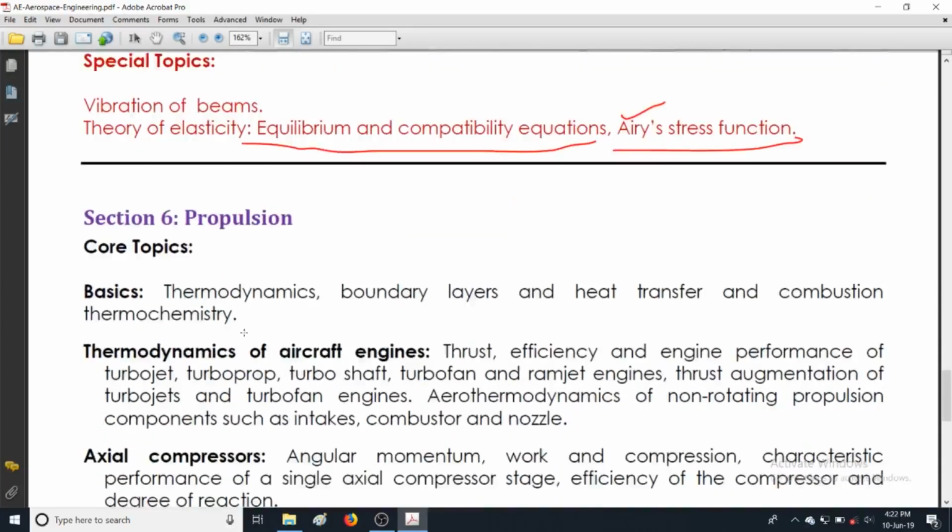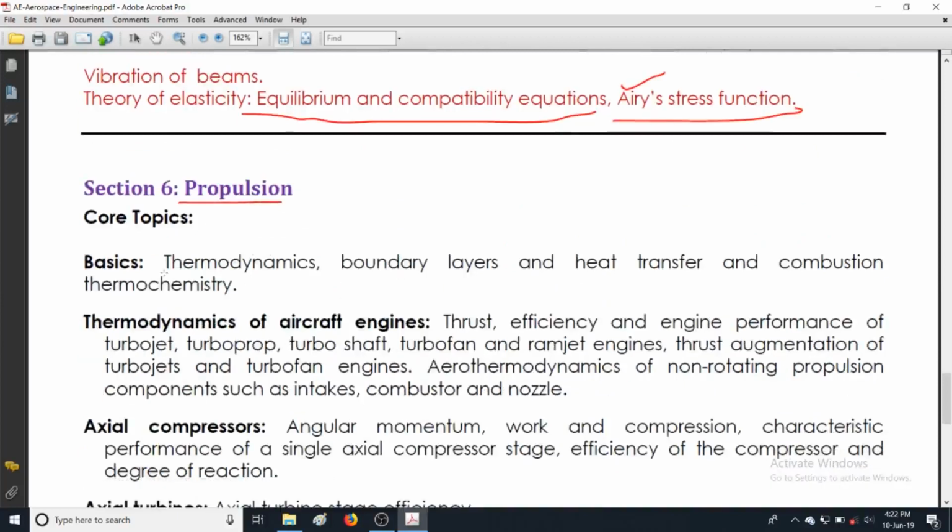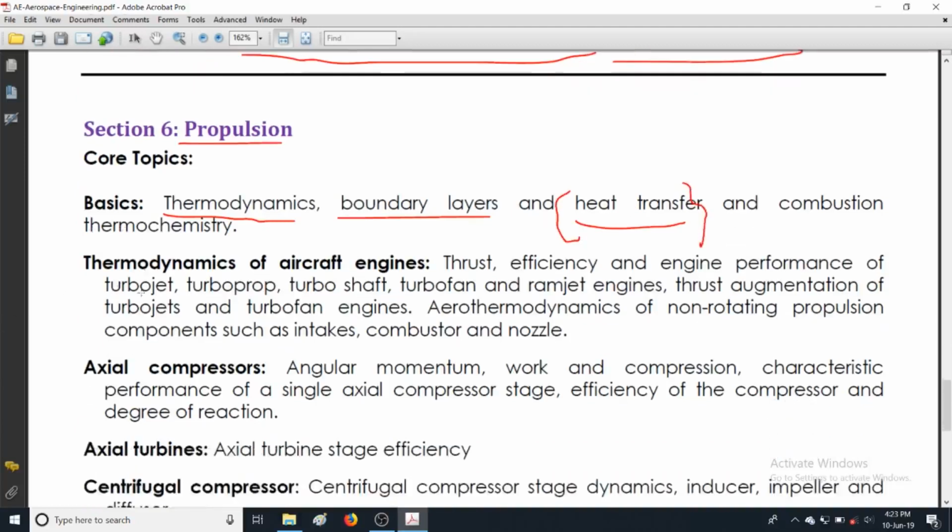So after structures we will come to propulsion. In propulsion, first we will learn the basics of thermodynamics, especially the first law, second law, third law. And then we will go for the boundary layers, especially the thermal boundary layer and heat transfer. It will be a basic part we will cover. And then we will go for the actual propulsion, especially aircraft propulsion.